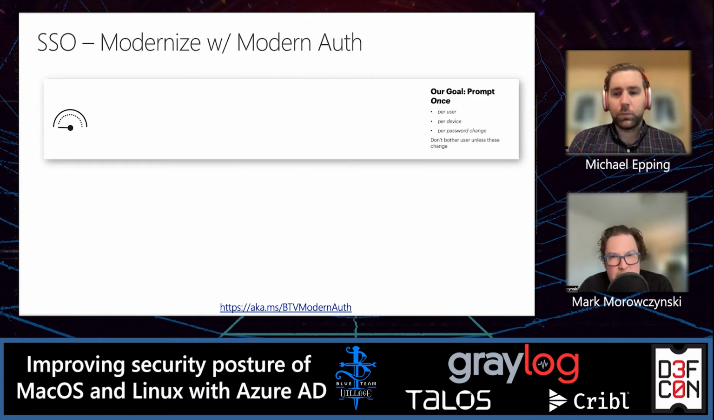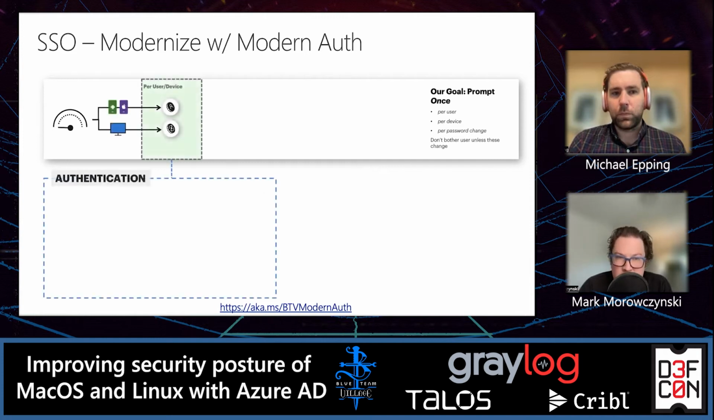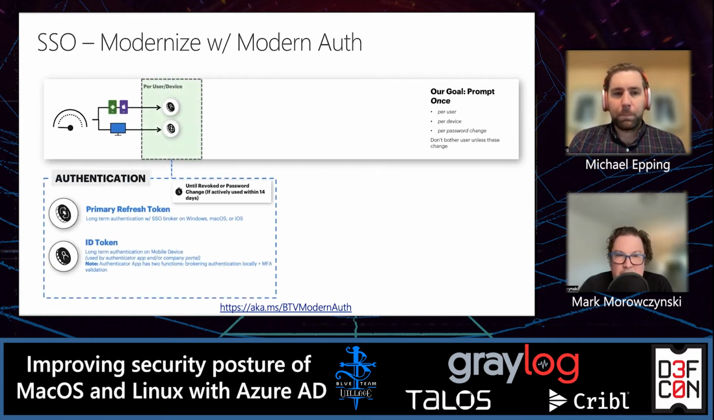But from a modern auth perspective, we really want to have one goal, which is to prompt our user one time per device, really per password change, unless something changes. And we're going to do that by using a few different types of tokens. The first type of token that we're going to use is called the primary refresh token. This acts as a token broker on Windows, macOS, iOS, or Android. It's good for a rolling 14-day window. So as long as your user is continuing to use their device, like here, their Mac, once every 14 days, the token will continue to get refreshed and extended. And if they go on a long vacation, greater than 14 days, something I think all us blue teamers deserve, then when they come back, you would probably see that they need to re-authenticate.